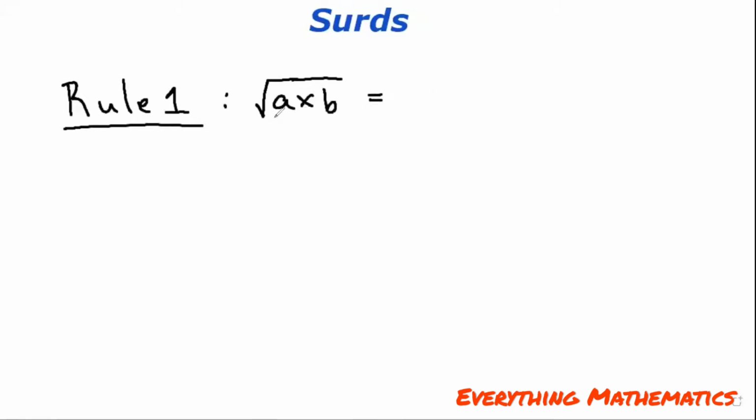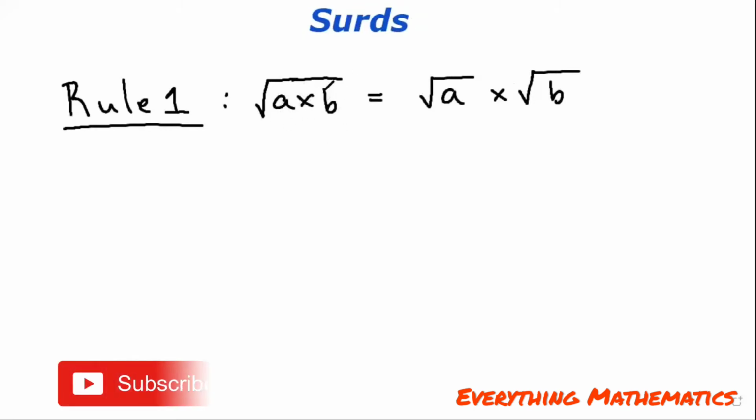Rule one simply states that we could separate these two terms under the root. So this is the same as saying the square root of a multiplied by the square root of b. That is what rule one tells us. So rule one under surds tells us that if we have this number, whatever number this is, here we have a times b, that number can be written as the product of its factors. And in turn, we could separate the product, so we could have the square root of one multiplied by the square root of the other.